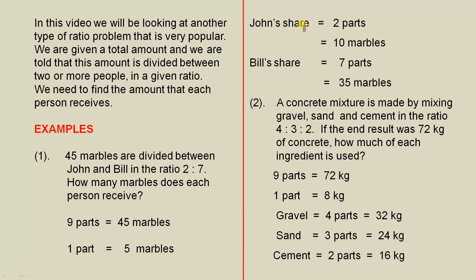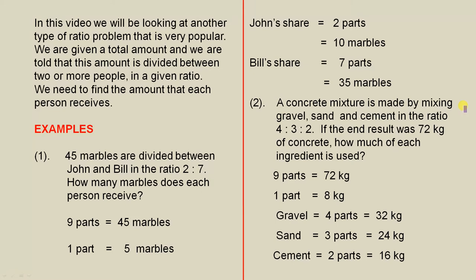Therefore, John's share is 2 parts, because John is mentioned first, and that's the 2. Bill is mentioned second, and he's the 7. So John's share is 2 parts, so 2 times 5 is 10. Of course, remember, one part was 5 marbles. Bill's share is 7 parts, which will be 35 marbles, because 7 fives are 35.